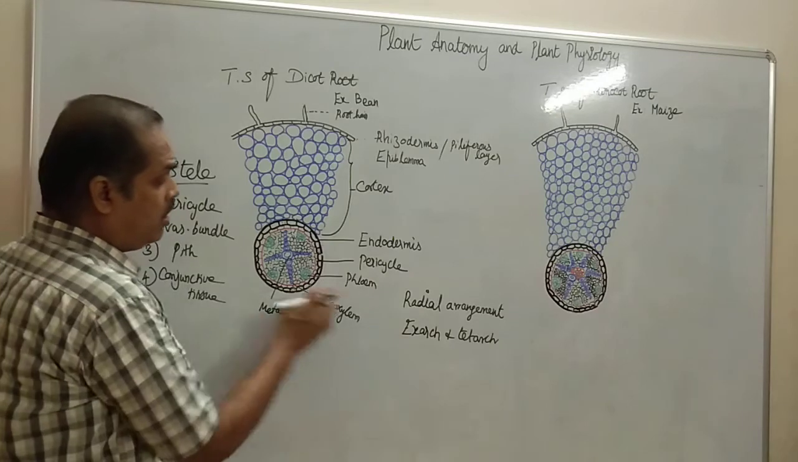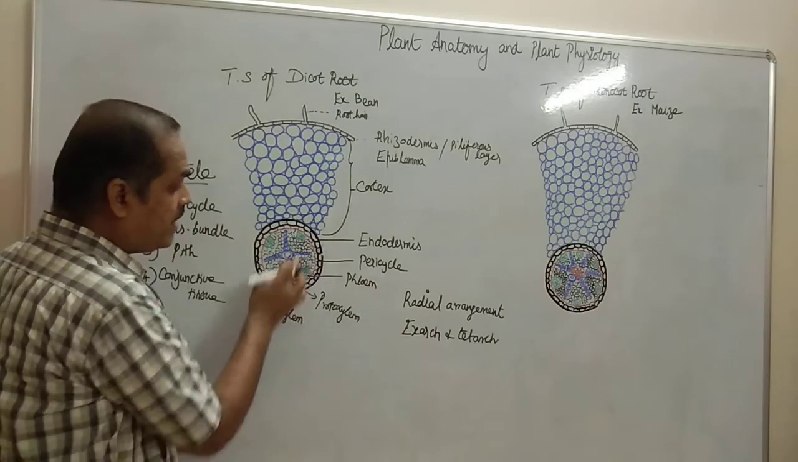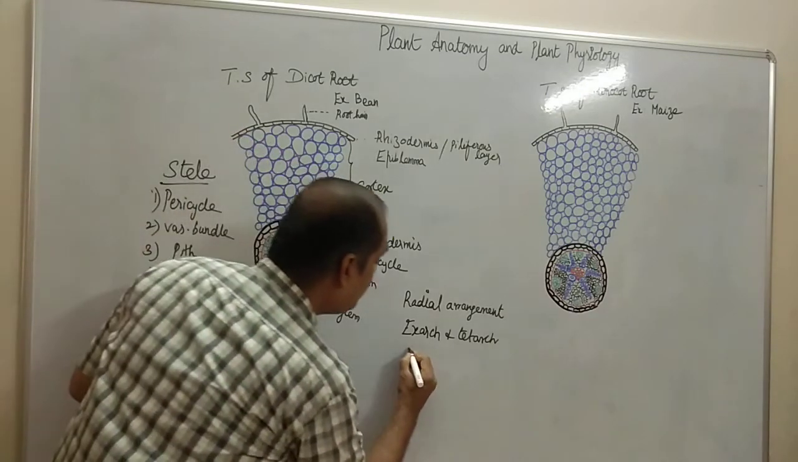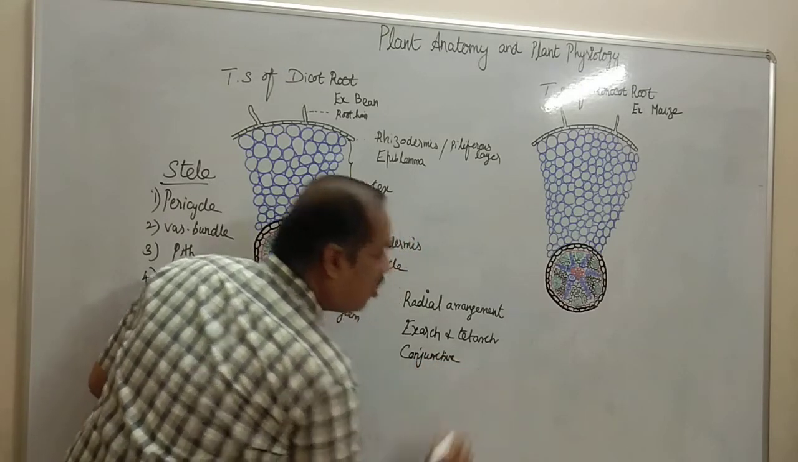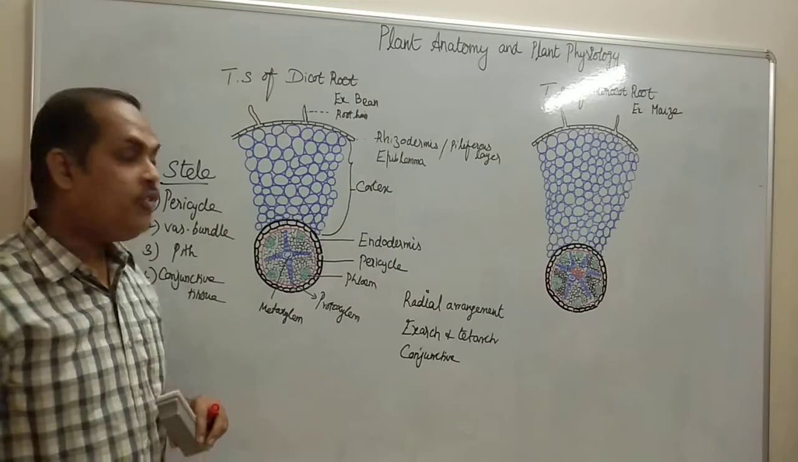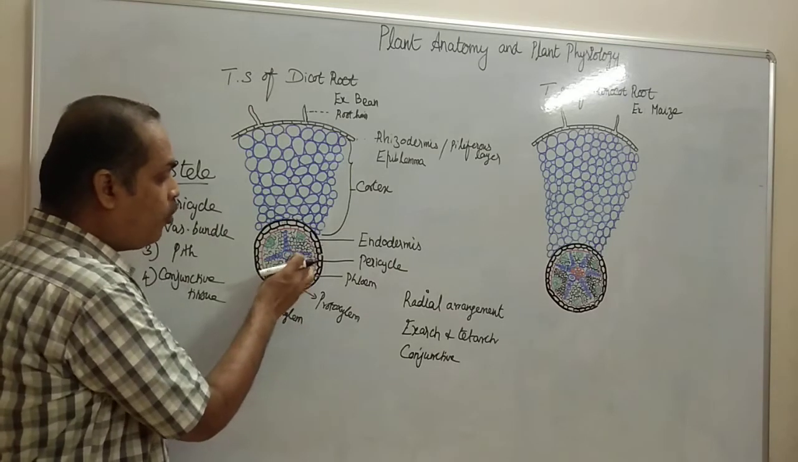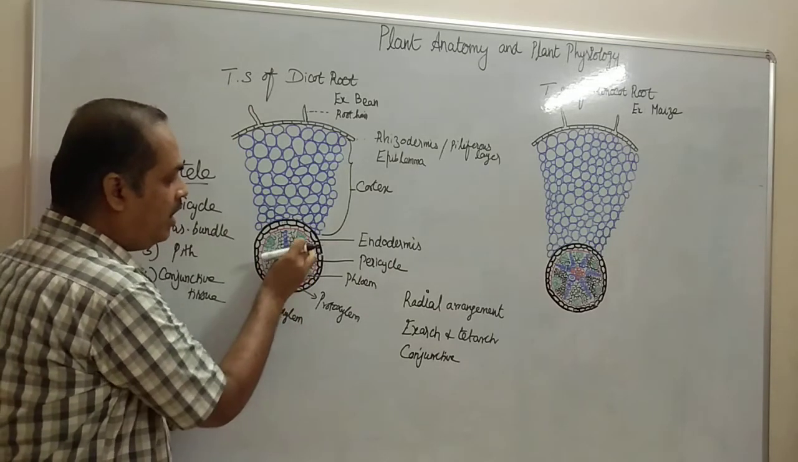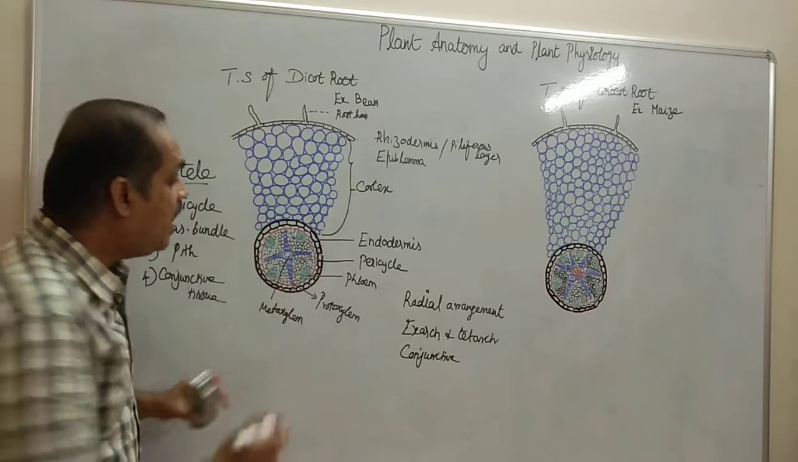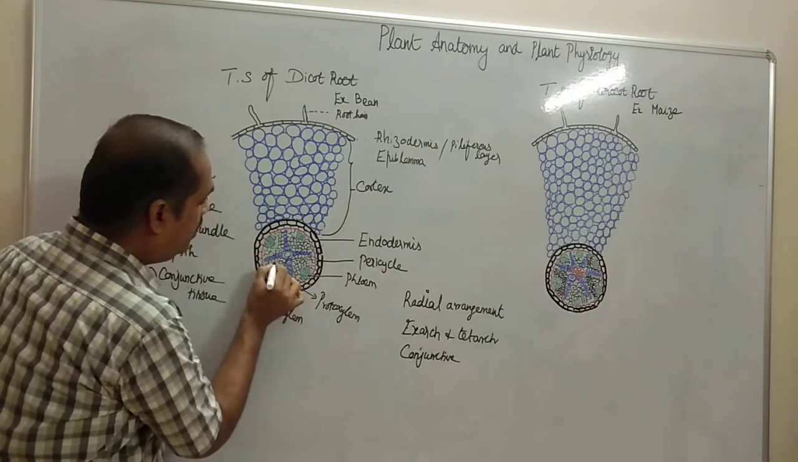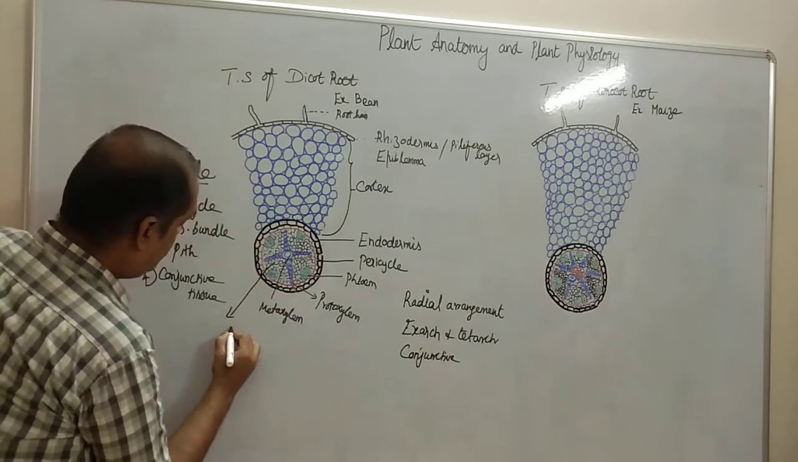And now the tissue that separates the xylem and phloem is called conjunctive tissue. So what is called conjunctive tissue? The tissue that separates xylem and phloem. You will be able to see this black color layer which separates these green color cells and blue color cells. These are called conjunctive tissues. So I am writing here, this is called conjunctive tissue.